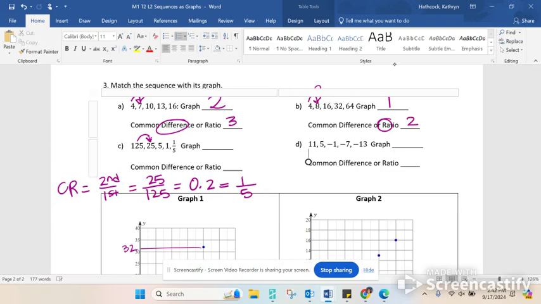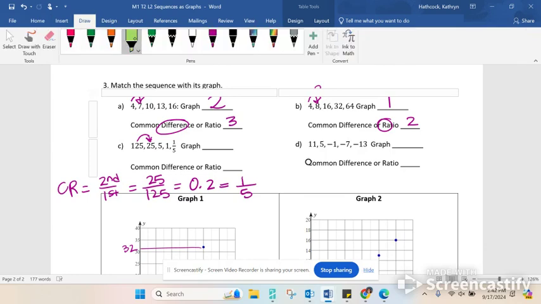But also if you're looking at this and you see, oh, I'm dividing by 5 each time, don't forget that fractions literally just mean divide. So this is saying that I am dividing by 5. So that's something else you could use as well. So my ratio is 0.2 or 1/5.